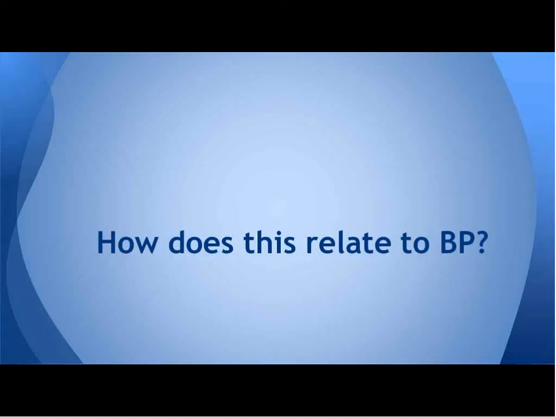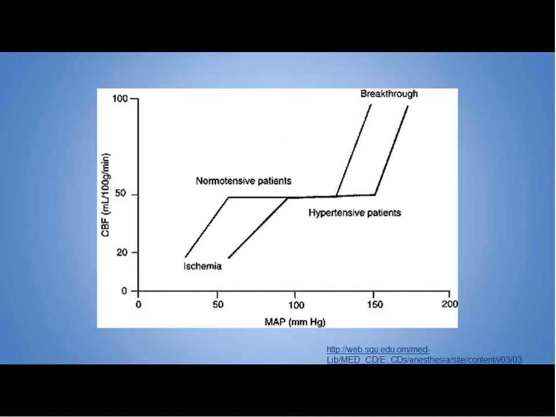Okay, so how does this relate to blood pressure management? This is what really makes it difficult for us to create solid guidelines to say we must do this in every patient, or we must do that in every patient. When you have patients who are normally hypertensive and they present with ischemia, their normal mean arterial pressure to maintain their cerebral blood flow is actually shifted.